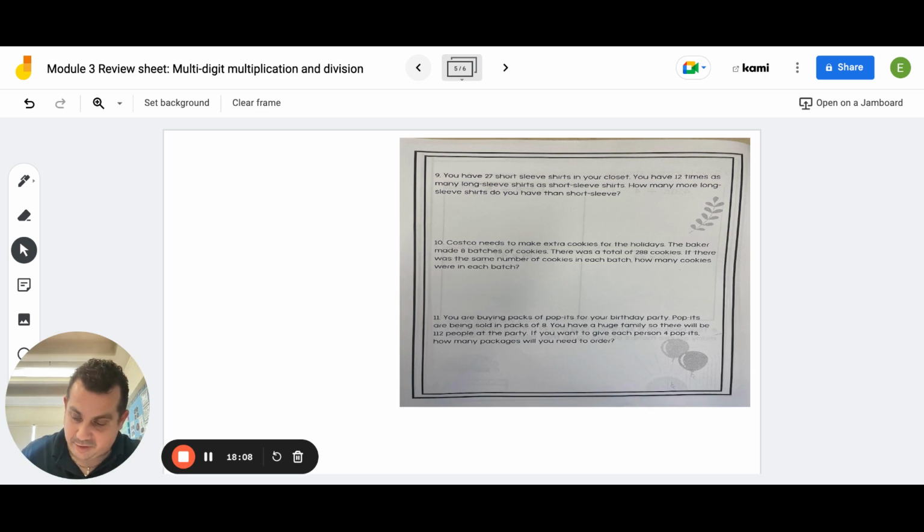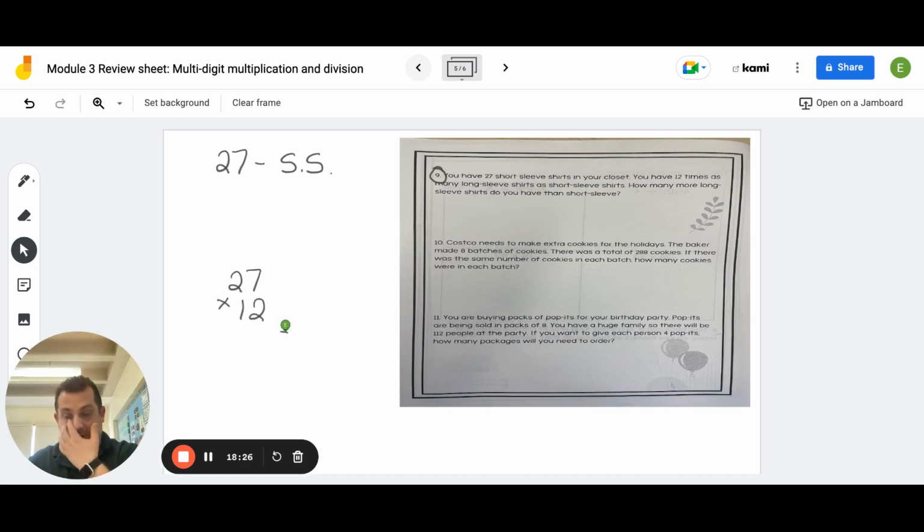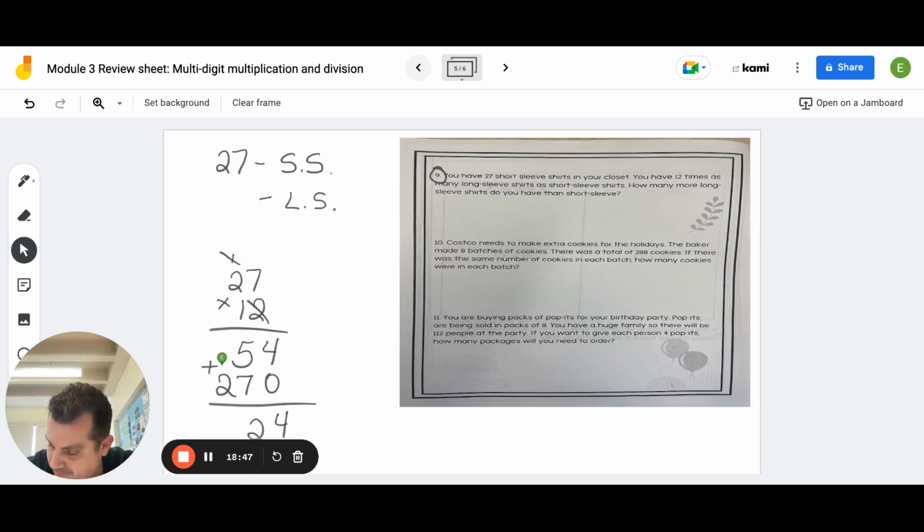Number 9. You have 27 short sleeve shirts. Okay? You have 12 times as many long sleeve shirts as short sleeve shirts. So if I have 27 short sleeve shirts and 12 times as many long sleeve shirts, let me find out how many long sleeve shirts we have. 2 times 7 is 14. 2 times 2 is 4, and 1 is 5. Placeholder. 1 times 7 is 7. 1 times 2 is 2. Add them up. 324 long sleeve shirts.